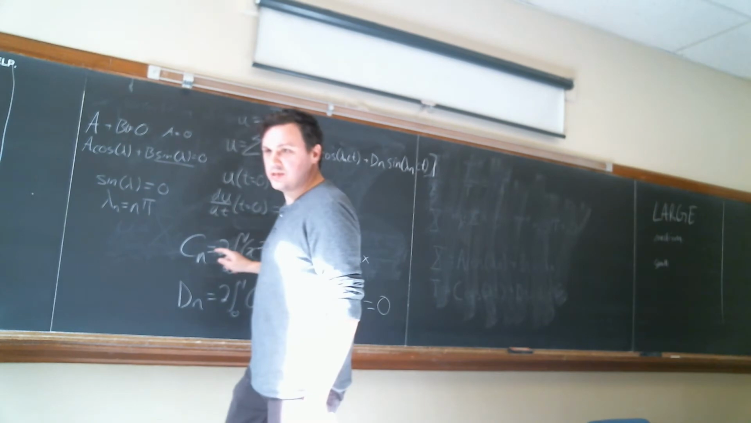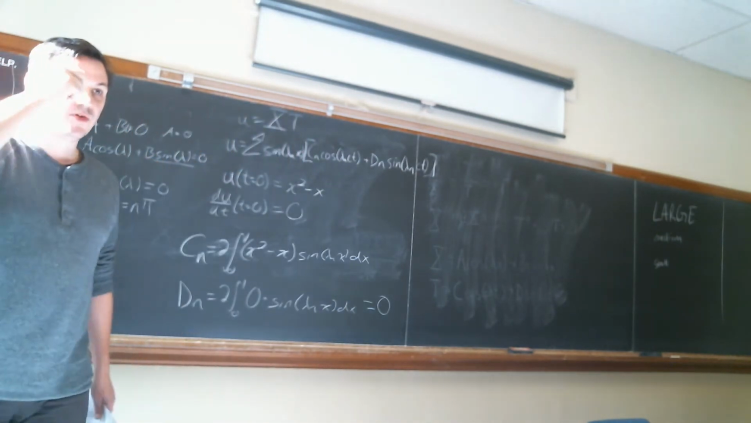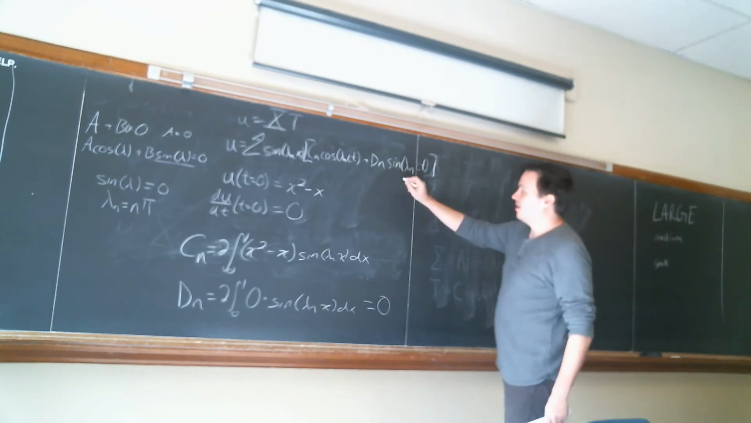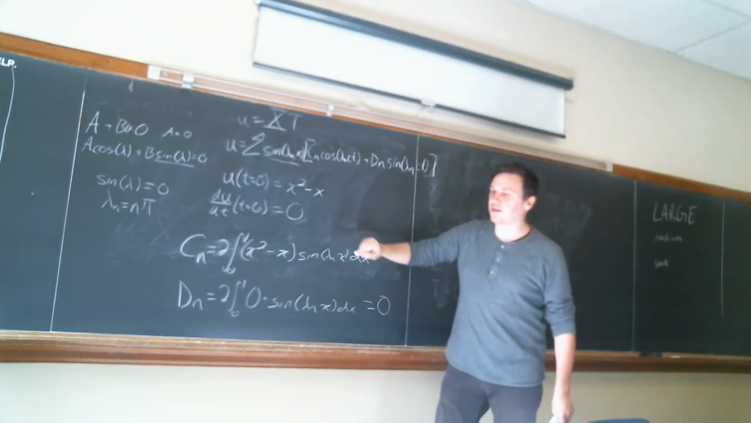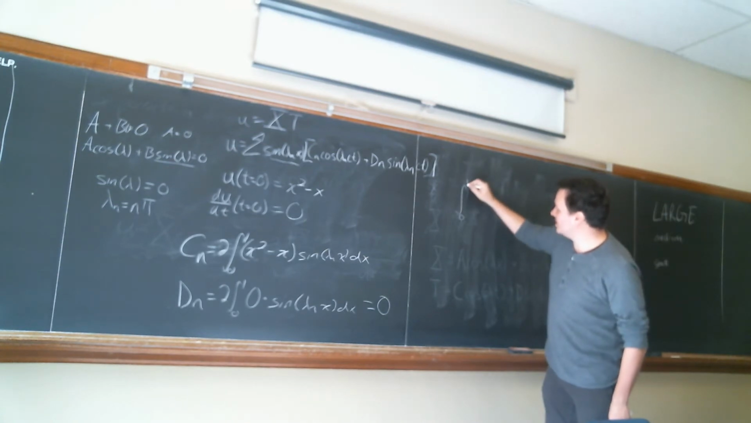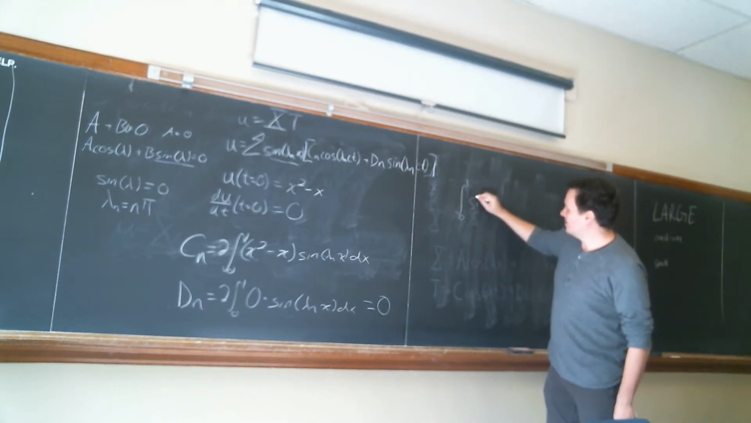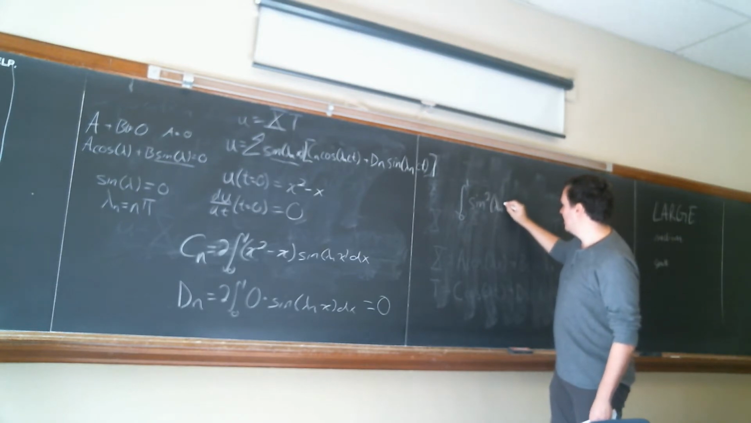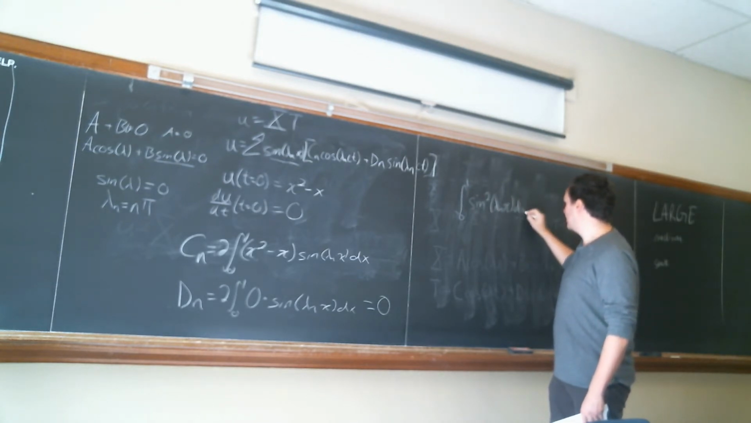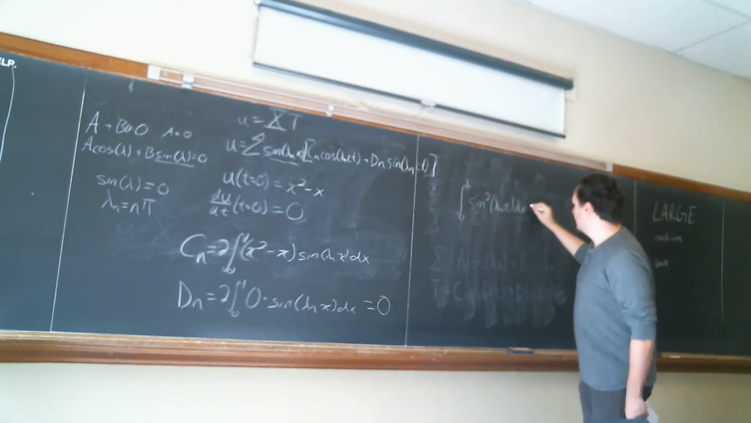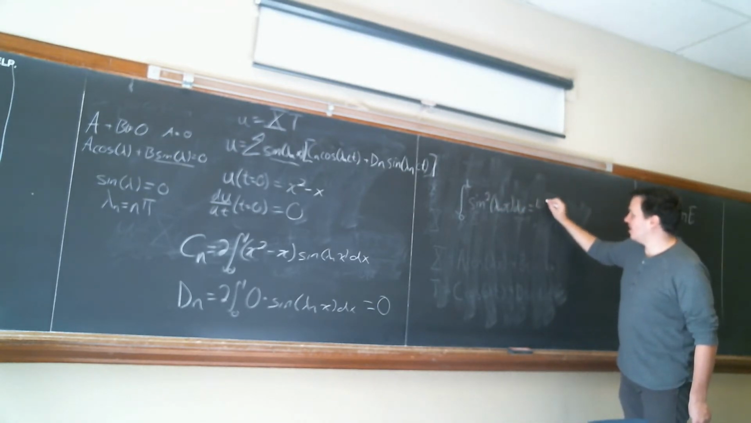This 2 out front comes from the inner product of our eigenvector here in space. So normally what we'll do is something like 0 to 1, and it'll be sine squared of lambda n x dx. So if we do it from 0 to L, we know that that is L over 2.